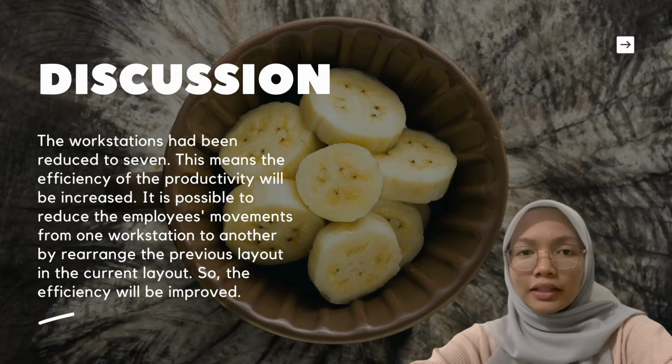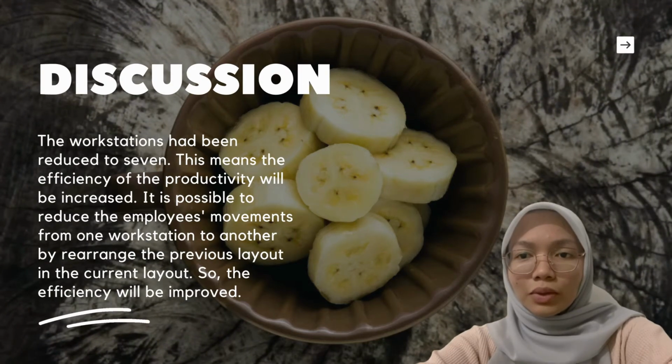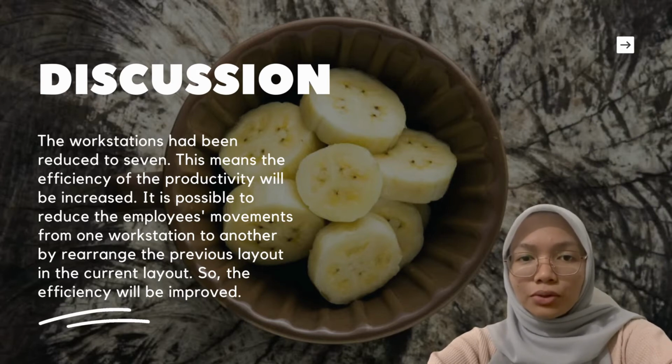From the result and analysis, the workstations have been minimized from 9 to 7 workstations. If we have 9 workstations, employees need more movement from one station to another. So, the workstations have been reduced to 7 and it requires less movement and shorter time of production.